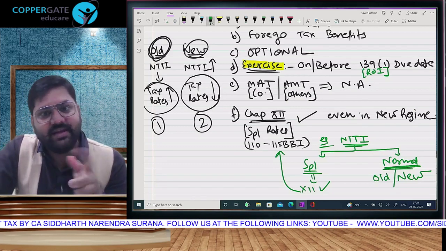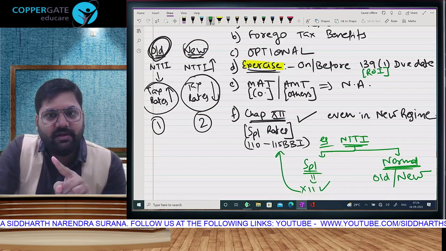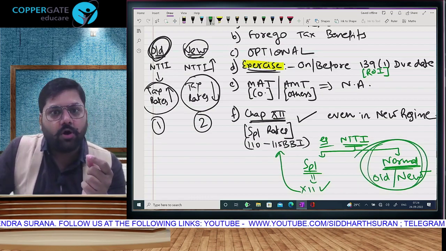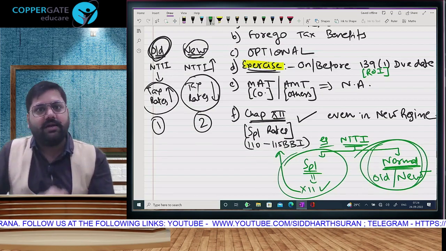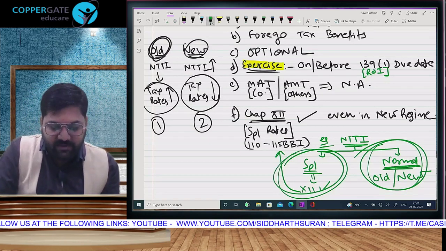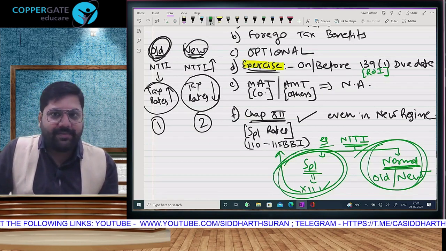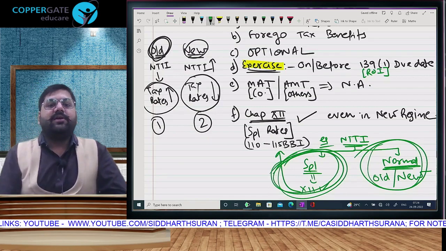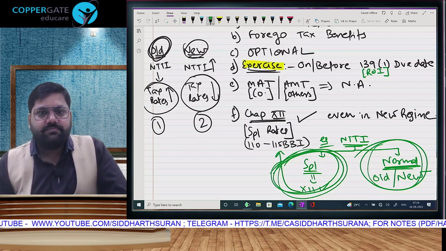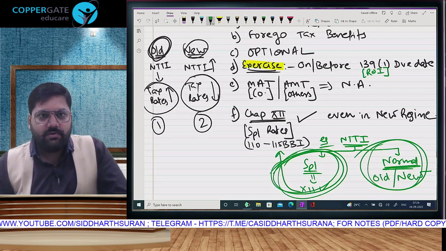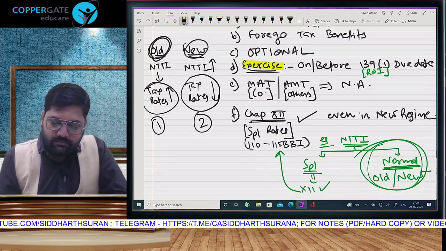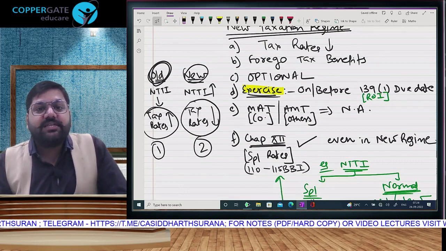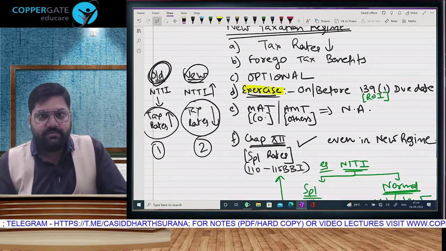Supposingly you have earned casual winnings and salary. Listen, casual winnings and salary. For salary you can choose old or new. But casual winning will be taxable at a flat rate of 30%. Long-term capital gain will be taxable at 20%. Short-term capital gain on stock market will be taxable at 15%. Irrespective of whether you are in old regime or you are in new regime. Mitro, understood? These are the features of the new taxation regime even before I start the regime with you.